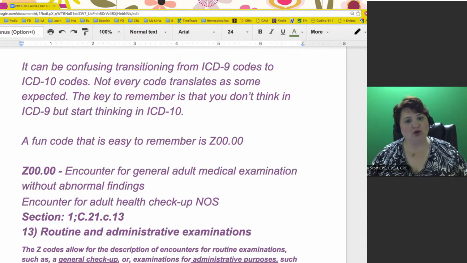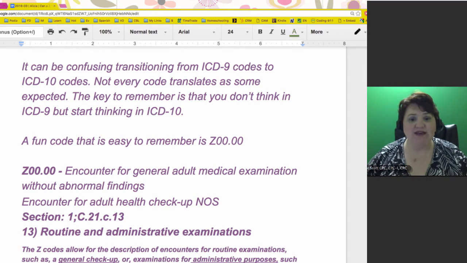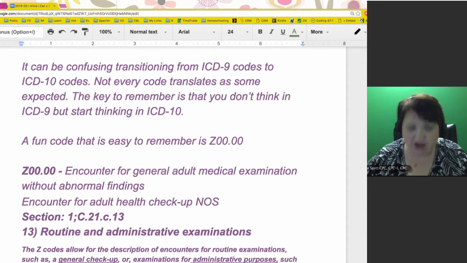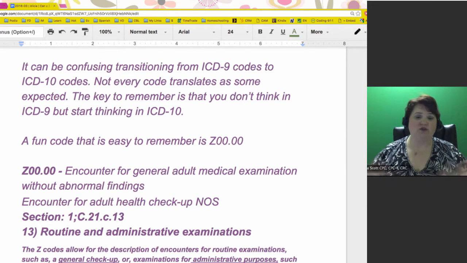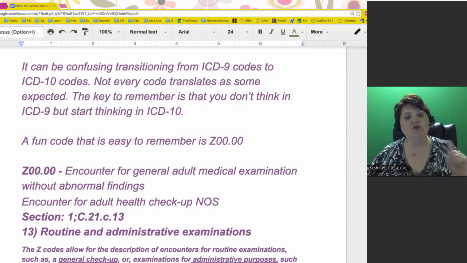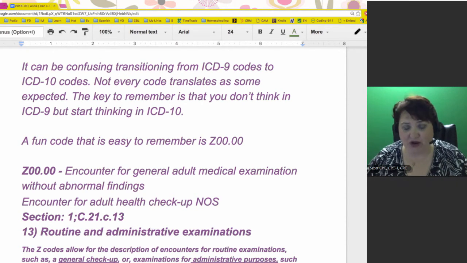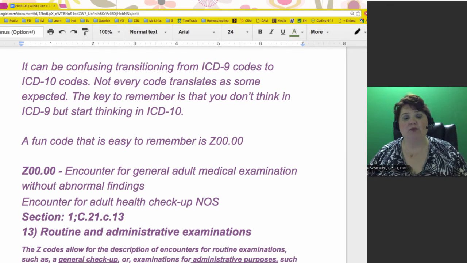But one code that is fun to remember is the Z00.00 code, which I like to fondly refer to as the ZOO code, and that is for an encounter for general adult medical exam, and it's without abnormal findings, okay? Or you can use this for an encounter for adult health checkup when it's not otherwise specified. But remember, when you have this code, the ZOO code, that it is for no abnormal findings when they come in, right? That's the key there.